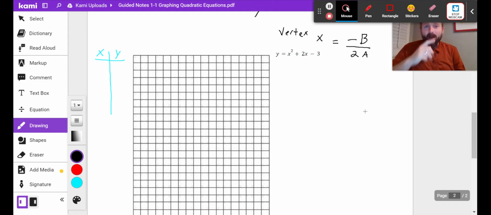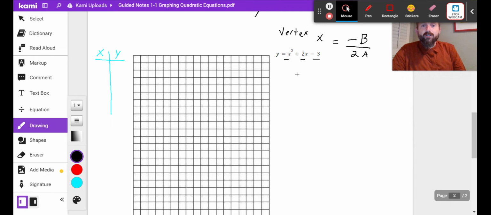So for our vertex, our axis of symmetry, the x value will equal negative b over 2a. Now we look at this and we're like, all right, a is 1. It's positive, so it's going to open up and have a minimum. And b is 2. Hey, I like this one. It's exactly like the other one, but different. It has a c value. So we already know the axis of symmetry should be at negative 1. Let's see if it is.